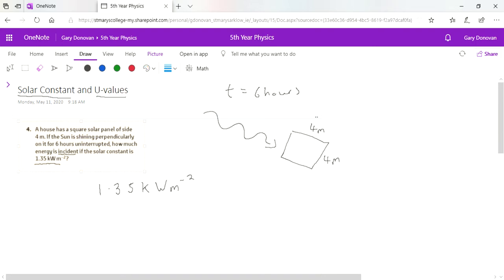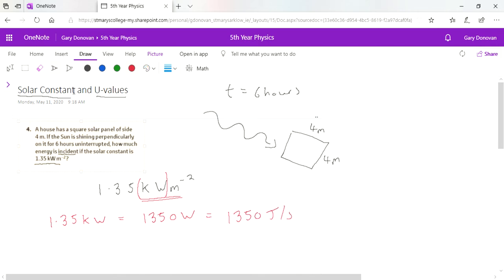Now we don't know what the solar constant is yet, but if you look at these units, you should be able to figure that out. The solar constant is 1.35 kilowatts per meter squared. Let's break down what that means. What's 1.35 kilowatts? 1.35 kilowatts is 1,350 watts. What's a watt? A watt is 1 joule per second. So that's 1,350 joules every second.